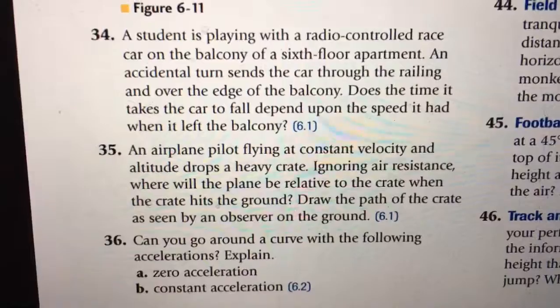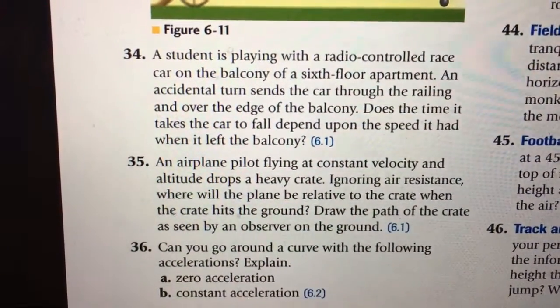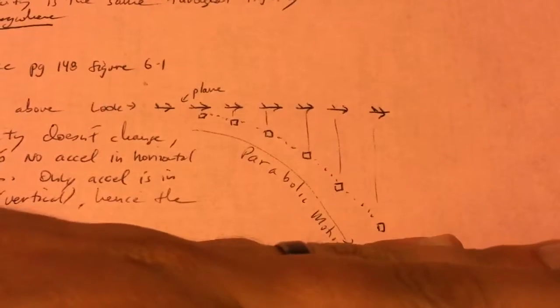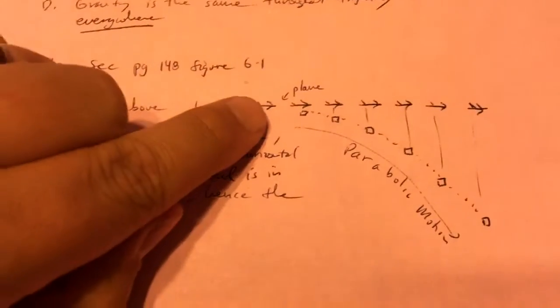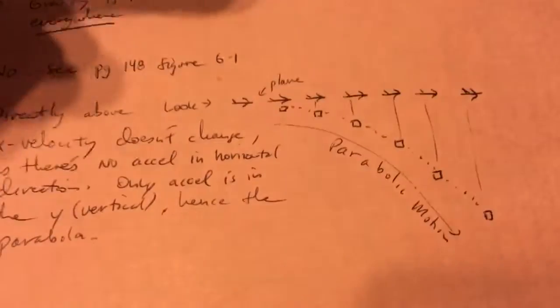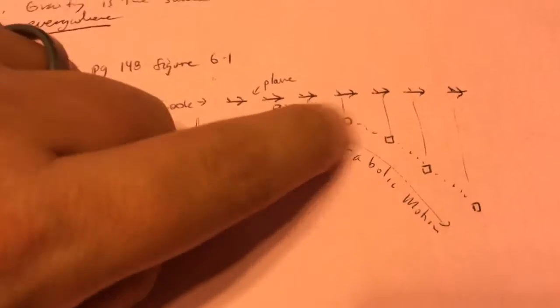Let's see. 35, airline pilot drops a crate. Ignoring air resistance, where will the plane be relative to the crate when the crate hits the ground? So it would look like this. I actually forgot to draw the ground, but imagine the ground is right here. So the plane drops the crate. The crate is always going to stay right below the plane because they start off with the same horizontal velocity because the crate is inside the plane. It's moving together. And when it drops it, as long as there's no air resistance, no friction, and we've been told to ignore that, it's going to fall directly below it.